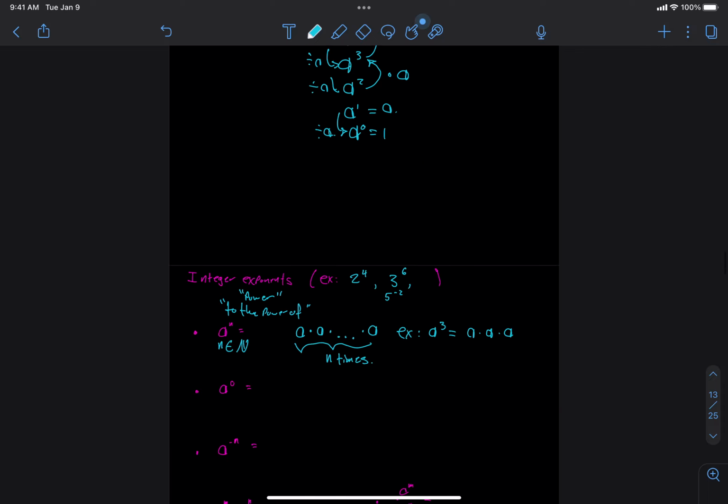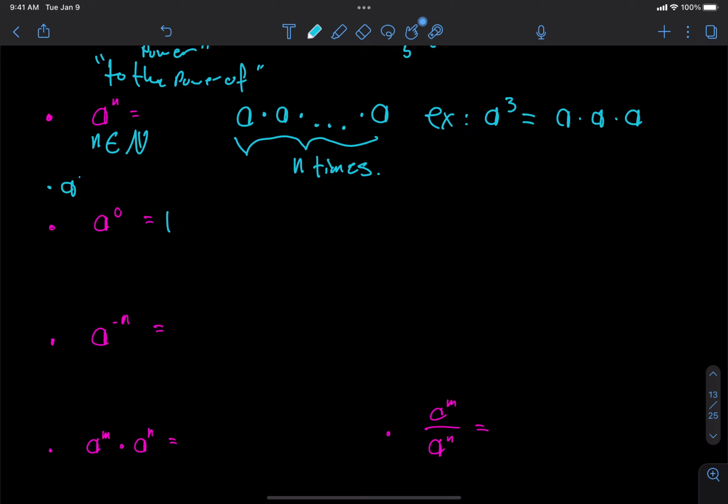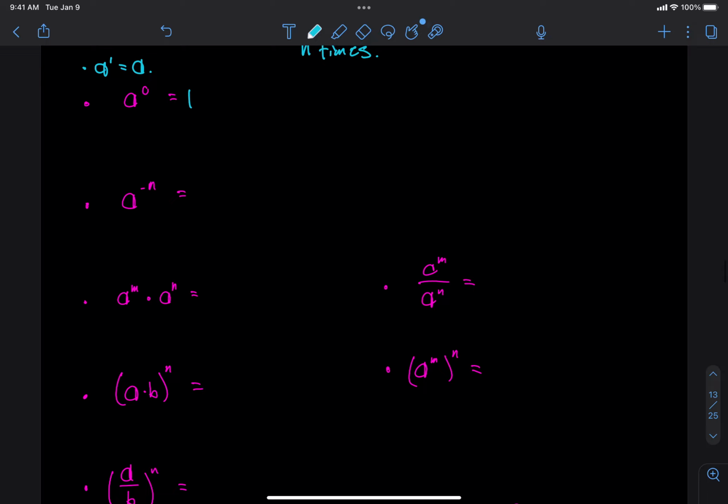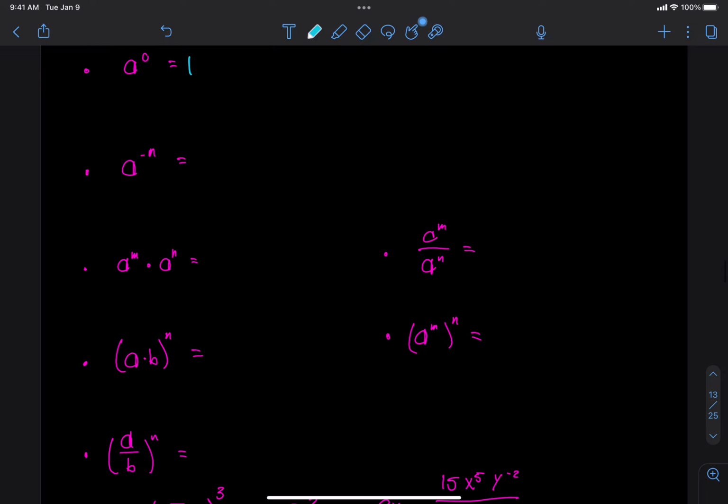Okay, so a to the 0 is always 1. I'll put in an extra one here, which is that a to the 1 is always a. So a to the 0 is 1, not 0. All right, how about a to the minus n?